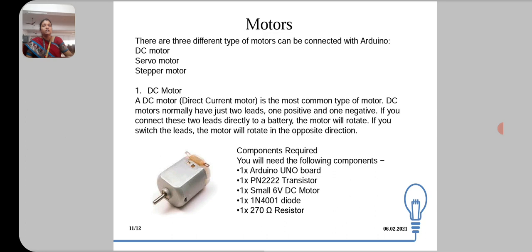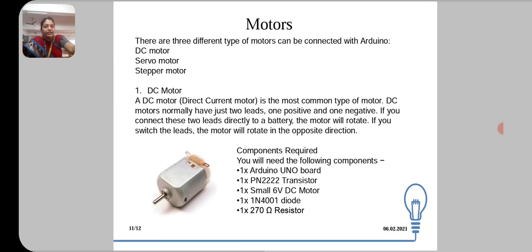And next, about motors. There are three types of motors used in IoT that can be connected with Arduino: DC motor, servo motor and stepper motor. The DC motor, that is direct current motor, is a simple electric motor that converts electrical energy into mechanical energy. It consists of a stator, the fixed part, and a rotor, the rotating part, separated by an air gap, and the rotor contains a set of coils that are energized by the DC power source, causing the rotor to rotate. DC motors are commonly used in fans, pumps and other low power applications.